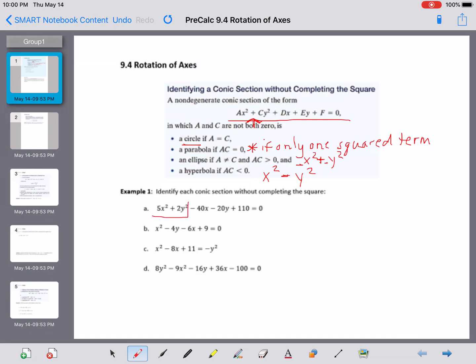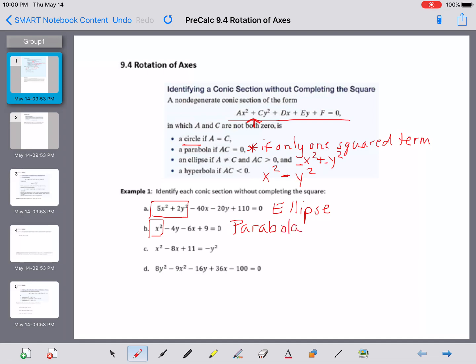So in this one I see my x squared, I see my y squared. Are they the same number? No. So it can't be a circle. And between them I see a plus with different numbers, so that leads me to say that one has to be an ellipse. The second one, I find my x squared, I have no y squared. So because I only have an x squared, it has to be a parabola.